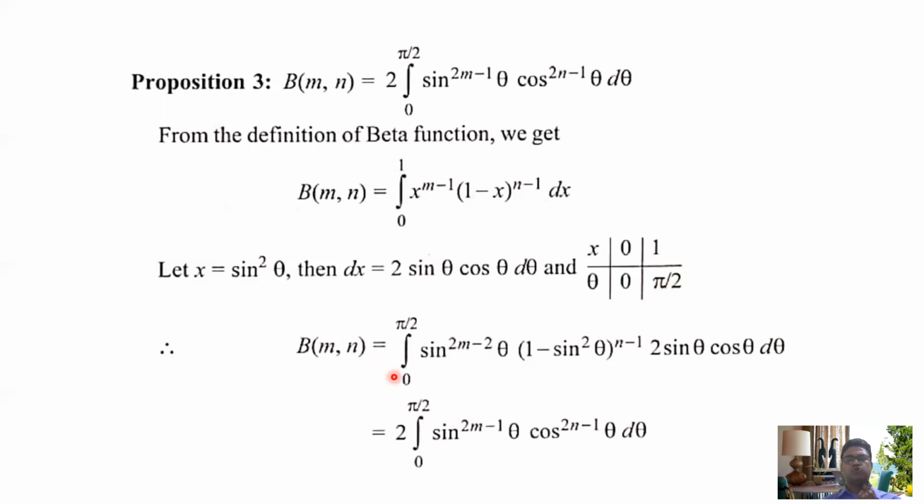So beta mn is equal to the integral from 0 to pi by 2 of sine to the power 2m minus 2 theta, (1 minus sine square theta) to the power n minus 1, and 2 sine theta cos theta d theta, with dx replaced by this. After simplification, what you have is 2 times the integral from 0 to pi by 2 of sine to the power 2m minus 1 theta cos to the power 2n minus 1 theta d theta. So this is another representation of the beta function. You can see lots of examples based on this particular formula.